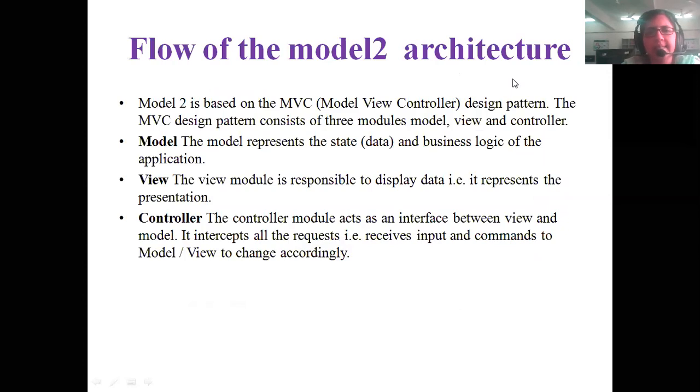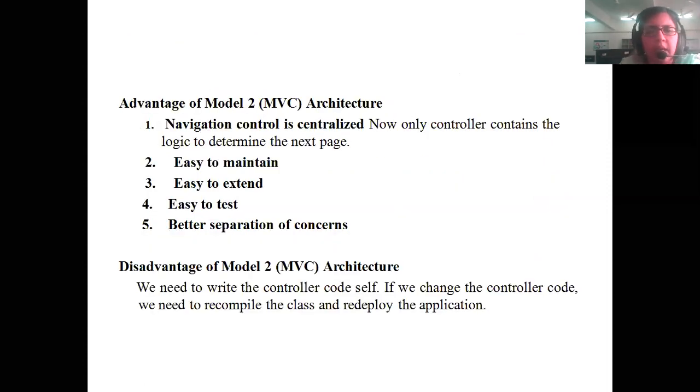As I said, model 2 is based upon the MVC design pattern, where the business logic is kept, and the controller is an interface between the view and the model. Here, the advantage is that the navigation control is centralized. I repeat, the navigation control is centralized. So not only does the controller contain the logic, it is the one which will determine where to forward the message to. It's not the JSP which will decide. One common servlet will decide how the flow should happen.